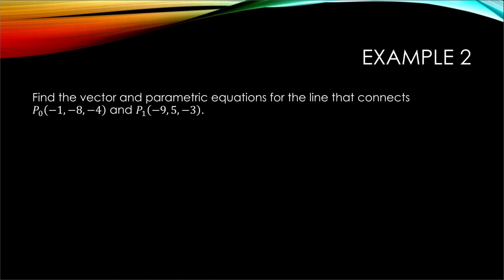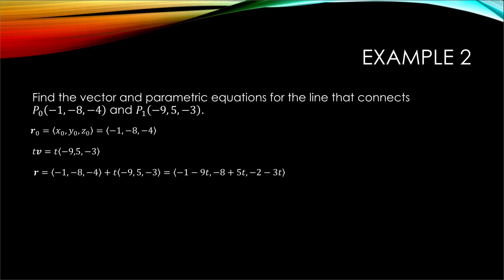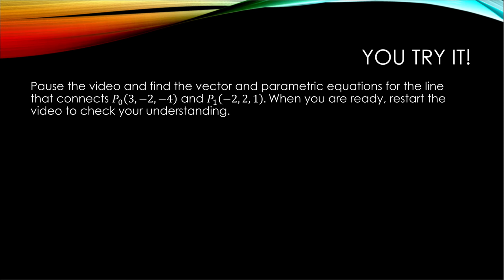Let's find the vector and parametric equations for a line that connects 2 points. P0 has coordinates -1, -8, -4, and P1 has coordinates -9, 5, and -3. P0 is my original point, so my R0 is the vector with components -1, -8, and -4, and my t times v is t times a vector with the components -9, 5, and -3. My general R vector is given by the sum of these two vectors. When I add the terms of each component separately, I get a vector with the components -1 minus 9t, -8 plus 5t, and -4 minus 3t. The parametric equations are the components of that R vector. X is equal to -1 minus 9t, y is equal to -8 plus 5t, and z is equal to -4 minus 3t.